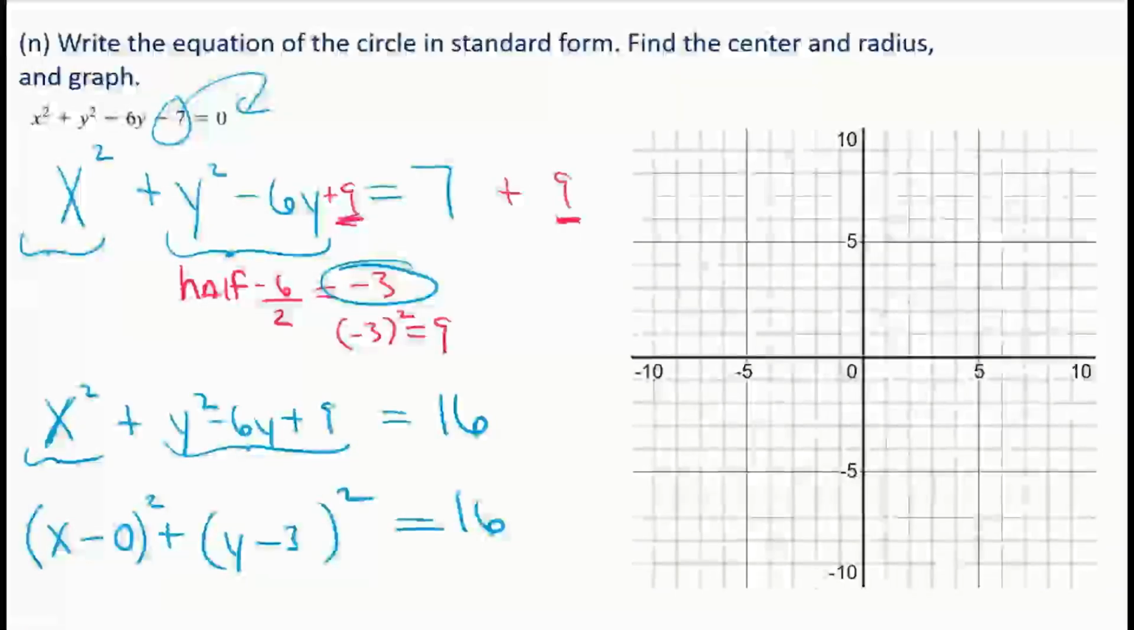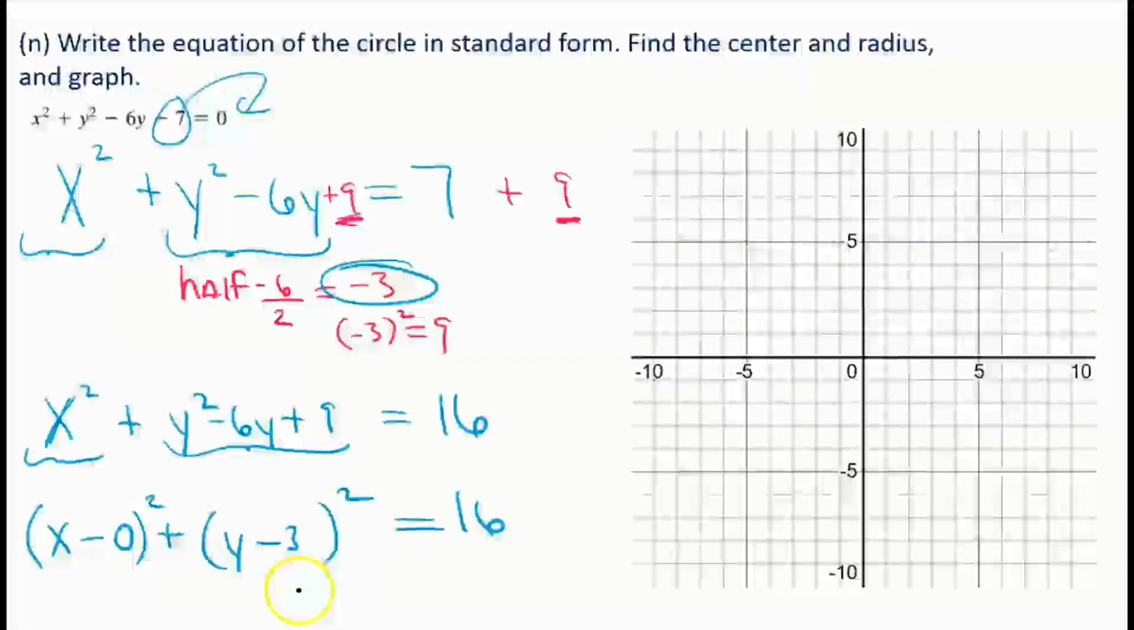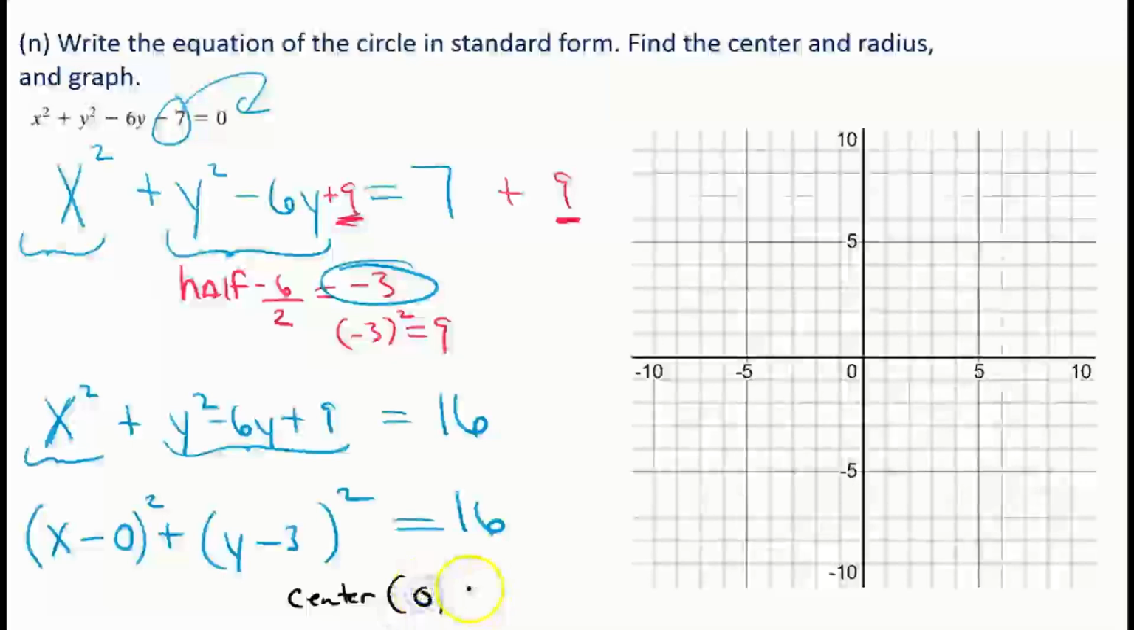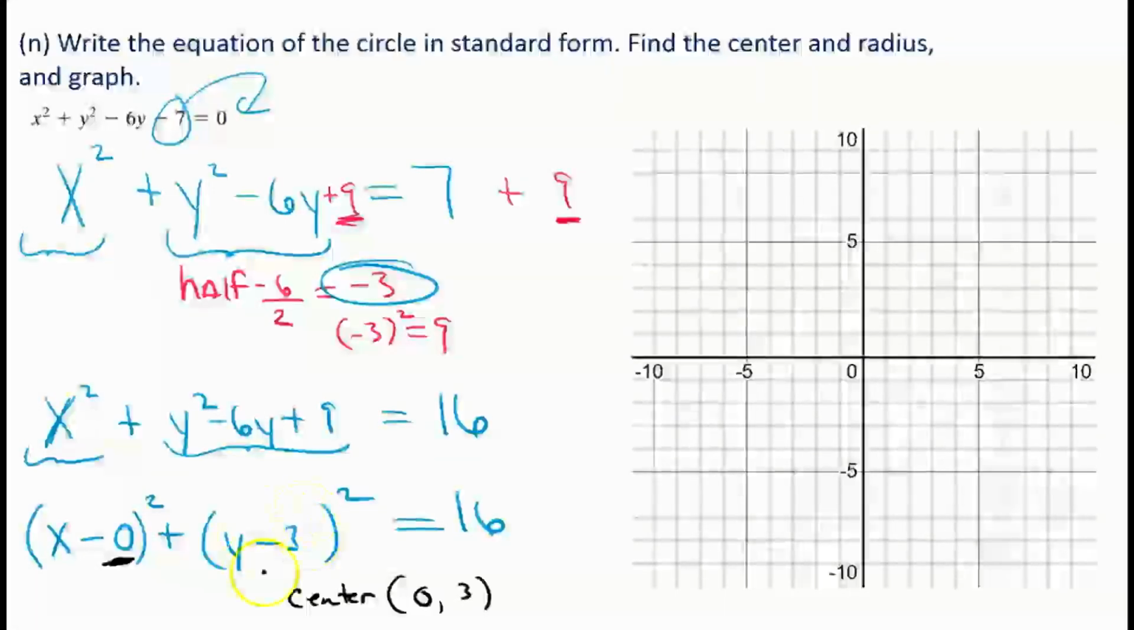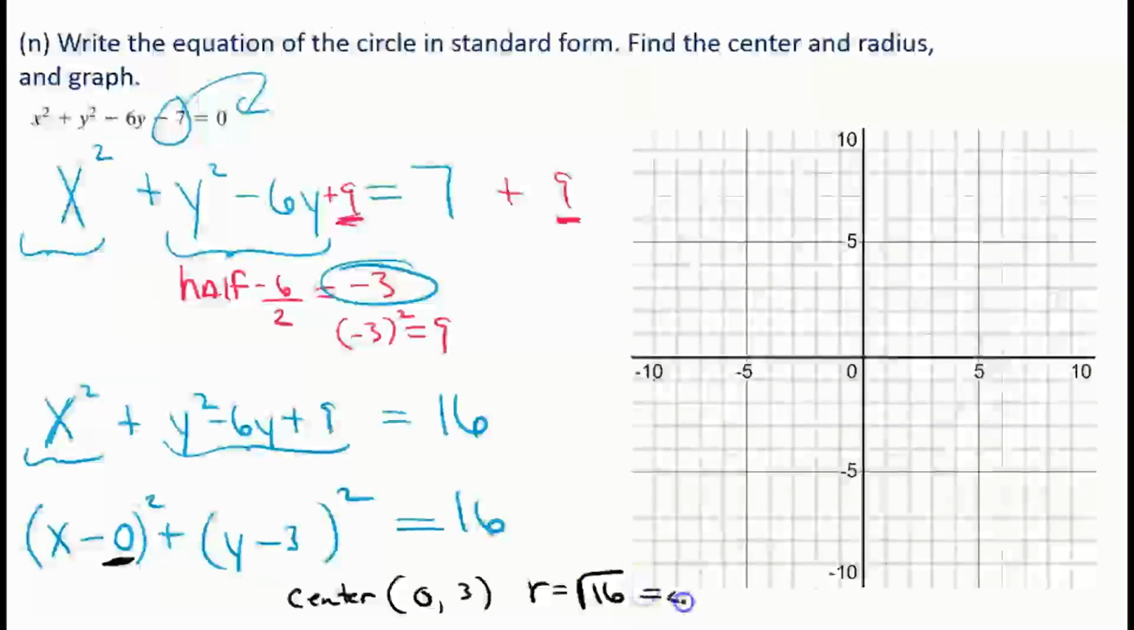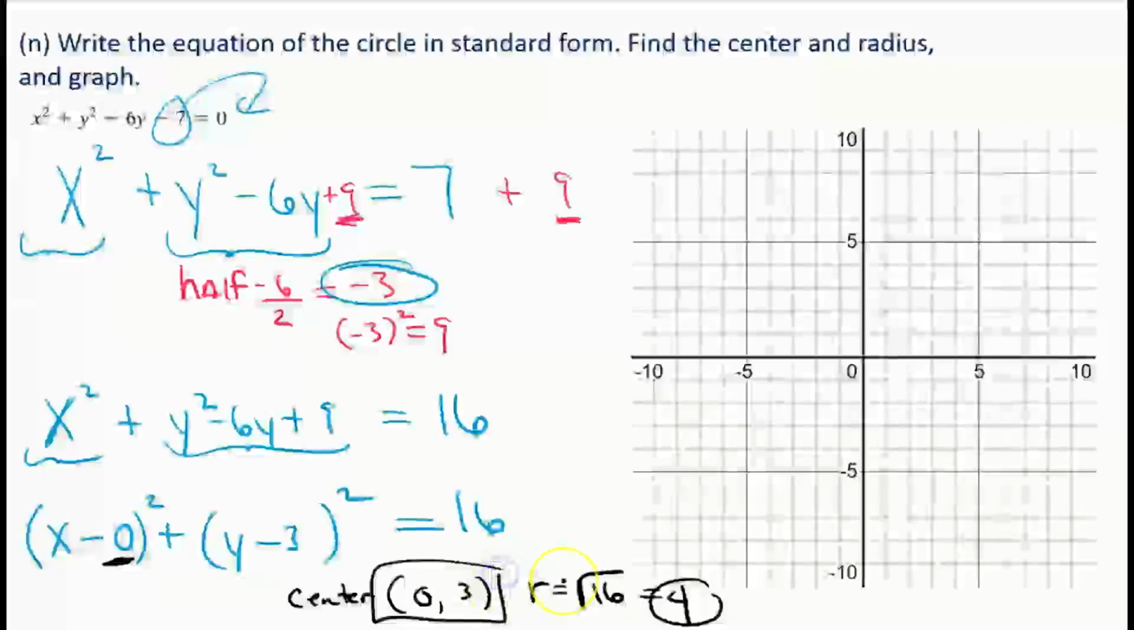From there, we can easily tell our center. Remember, our h, k value is going to be 0, 3. The 0 comes from the extra thing we had to pull out because we weren't subtracting or adding anything to the x's. And here, you always change the sign because the formula has a minus in it. So my k is +3, and my r is the square root of whatever you have on the other side, which is 16. That gives me r is 4. So my center is 0, 3, and my r is 4.